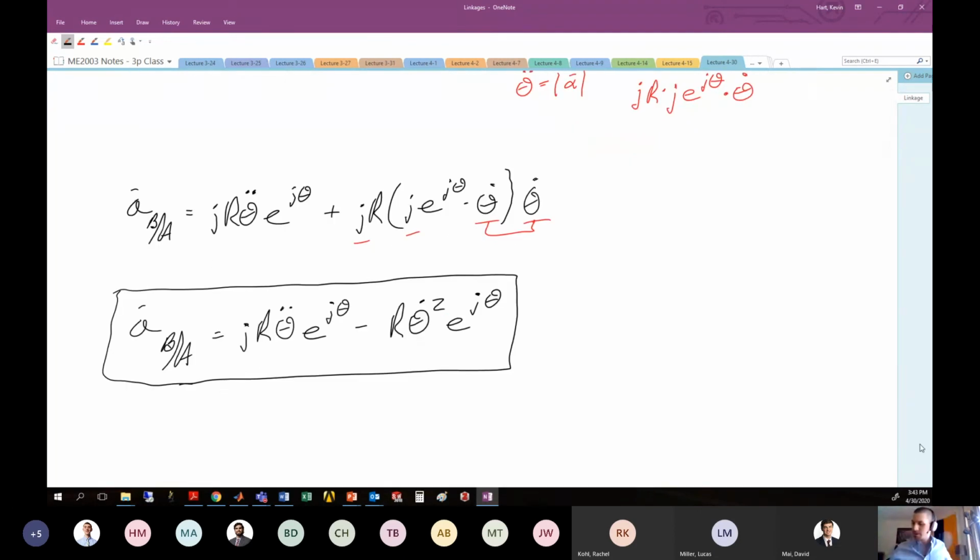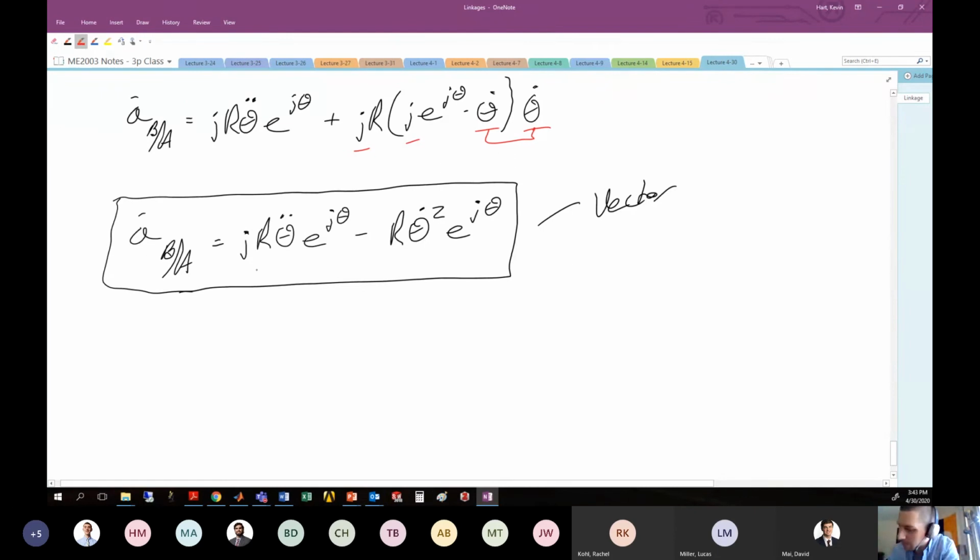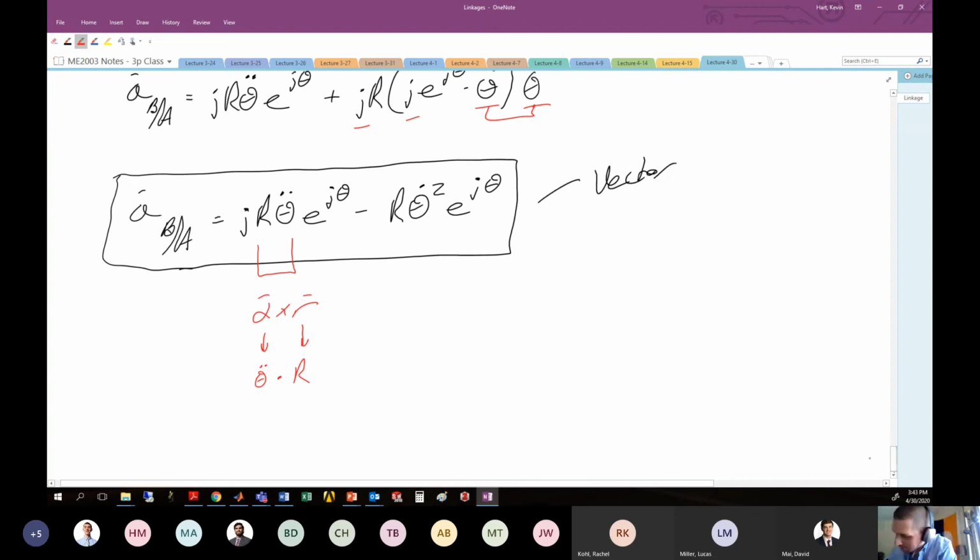Now, this looks foreign, okay? But this is a vector. And if you squint hard enough, squint your little eyeballs, squint them real tight, you can see some stuff. This looks a lot like R alpha cross R, right? So here this is like theta double dot times R, let's say, has a magnitude of R. So this is your tangential component of acceleration.